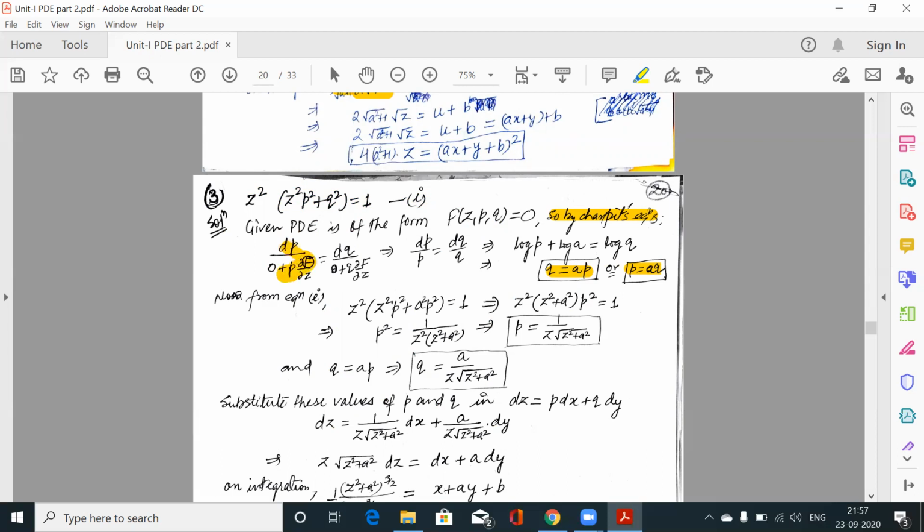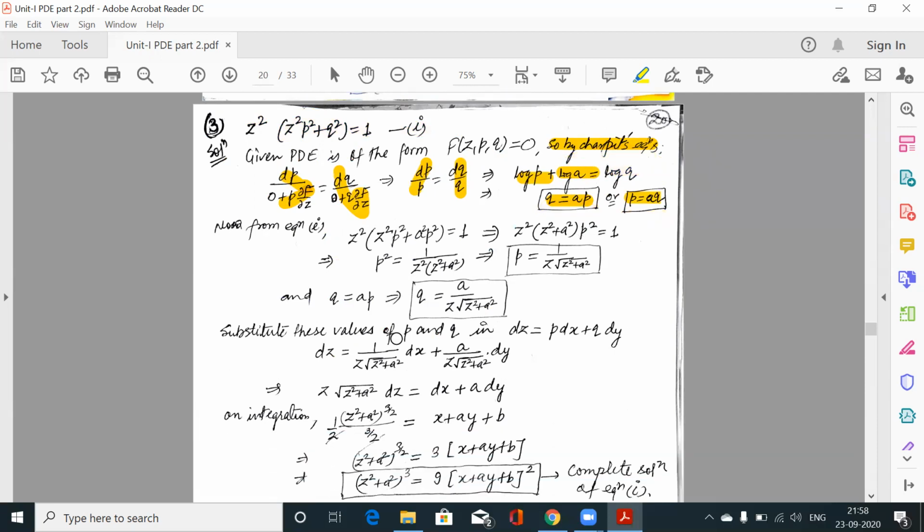So dp over p del f over del z, dq over q del f over del z. So we get dp over p is equal to dq over q. By applying integration, log p plus log a is equal to log q. So either q is equal to ap, and if we keep this log a on this side, then we get p is equal to aq. You can use any of the forms. Here I have used q is equal to ap.